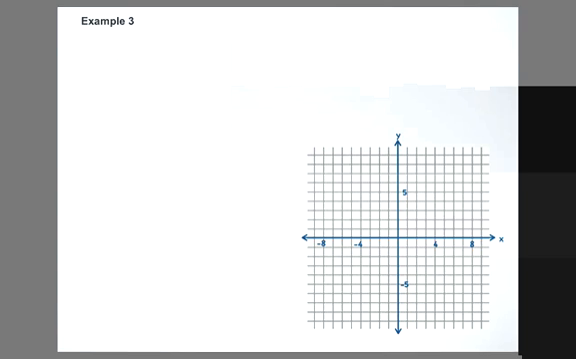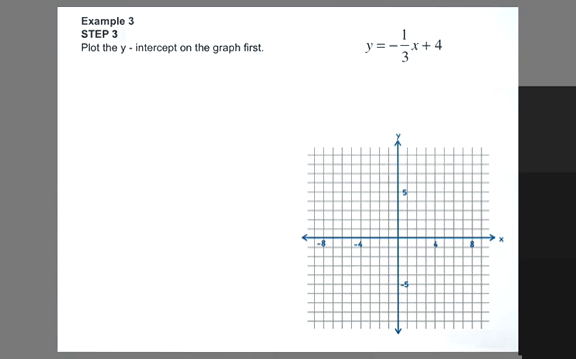Now we'll need a Cartesian plane. Step 3 is to plot the y-intercept on the graph first. If we recall our equation, our y-intercept was 4. We'll plot that on the graph. Then, we'll use step 4.